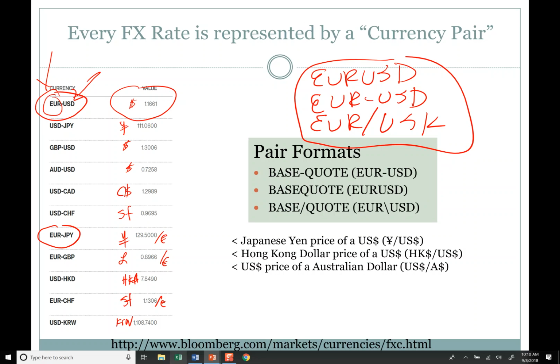Look at this one. Both these, well, this one too. All three of these are prices of the euro. Right, all three of them are. One's the dollar price of a euro, $1.16. One is the yen price of a euro, 129 yen. And one is the pound price of a euro, 89 pence.